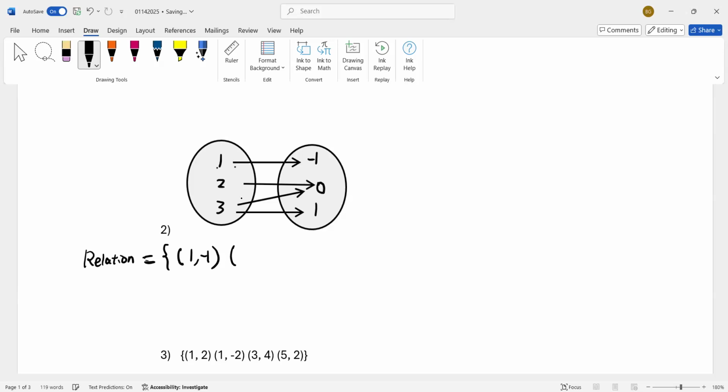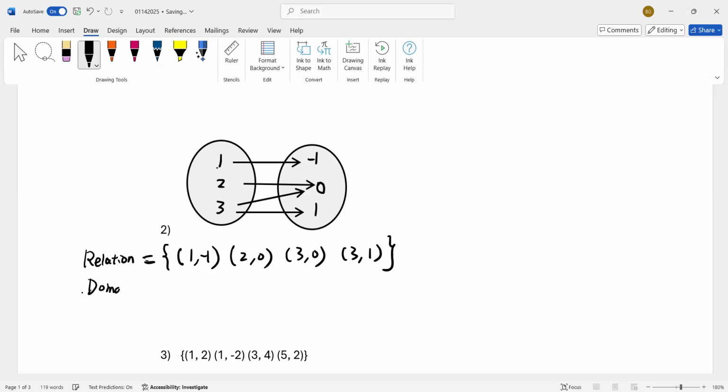And we also have 2 to 0, 2, 0. We also have 3 to 0, so 3, 0. We also have 3, 1. And this relation also has 4 components, 4 members, and they are ordered pairs with the first component, the initial number, and the second component, the terminal number for each correspondence, for each arrowhead.